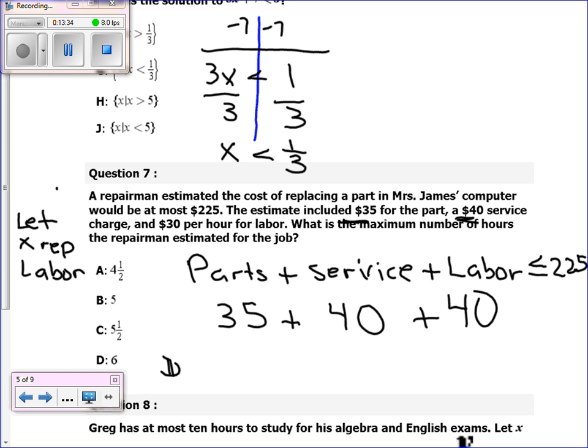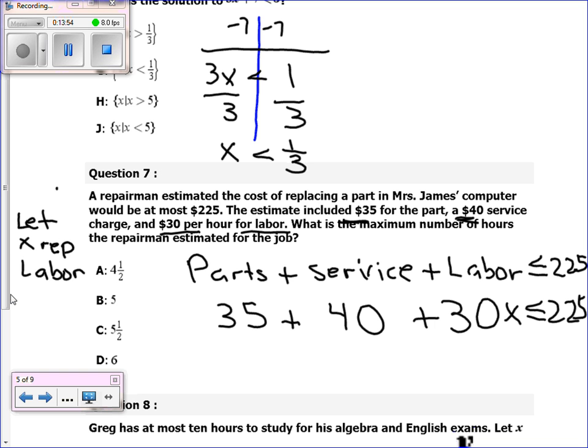So that's, sorry, I should have underlined. $30 for labor and X is labor. So that's 30X. And if you really wanted to set up an inequality, this is what you could have set up.